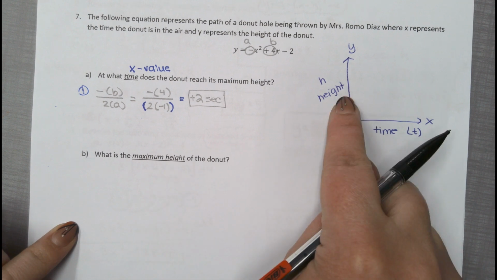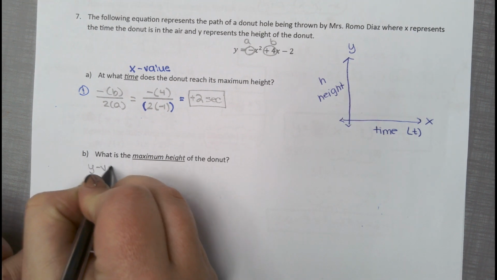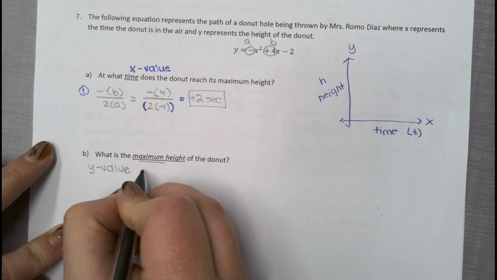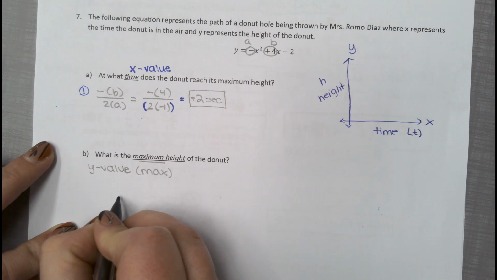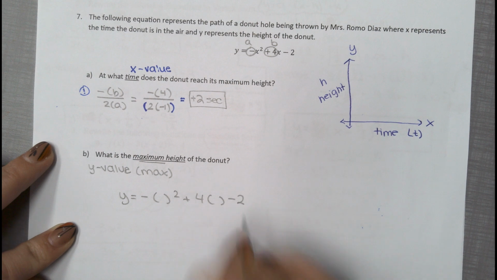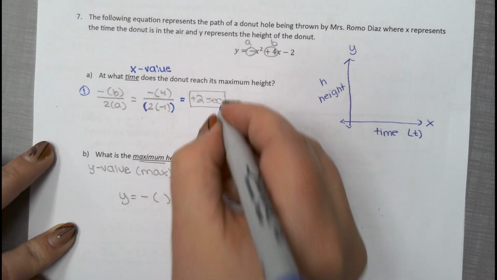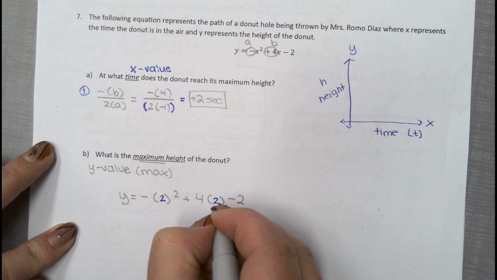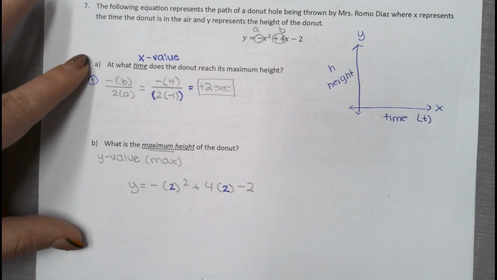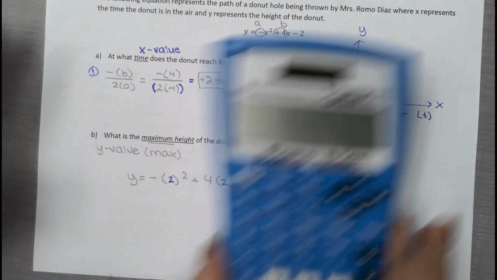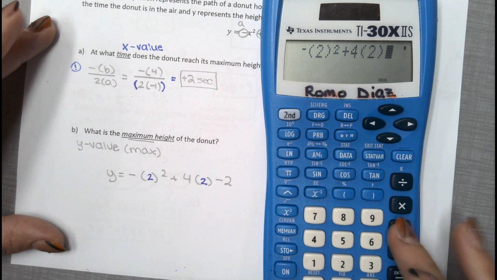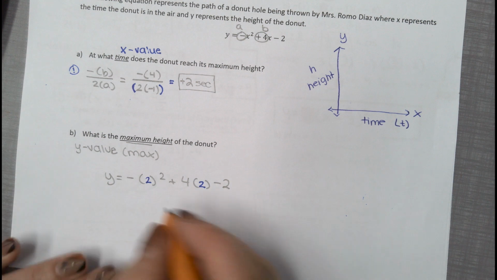Now it's asking you what is the height. So this is asking you for your y value. And this is your maximum that they're trying to find. So we're going to copy down the original equation, y equals -x squared plus 4x minus 2, replacing x with our x value, in this case 2. And I keep saying x, it is x on this. On the previous example, it was t, but it works exactly the same way. And we're going to type it in exactly how we see it, negative parentheses 2 parentheses squared plus 4 parentheses 2 minus 2, and I get an output of 2.